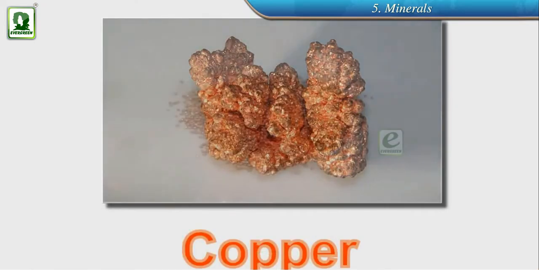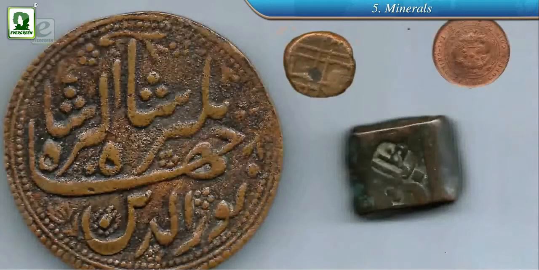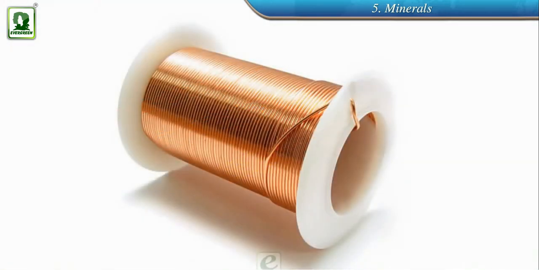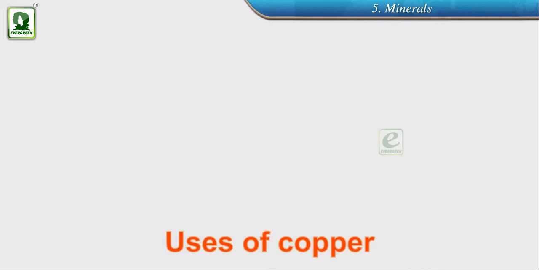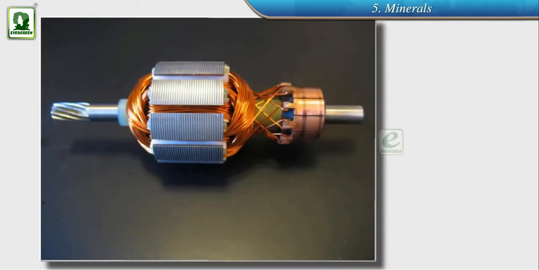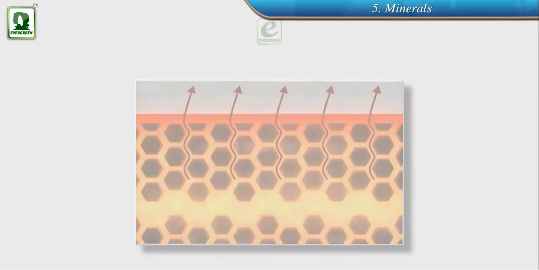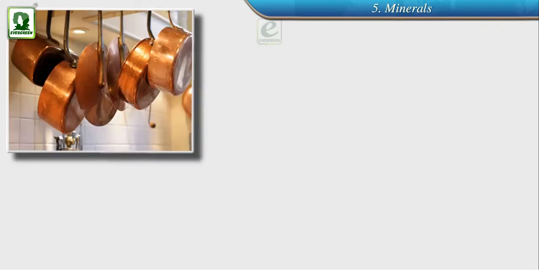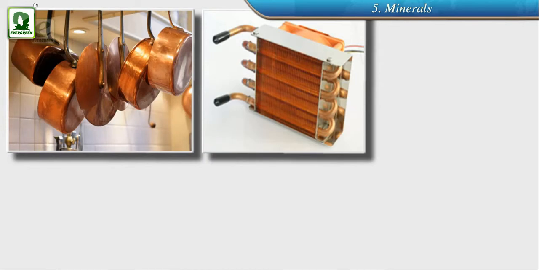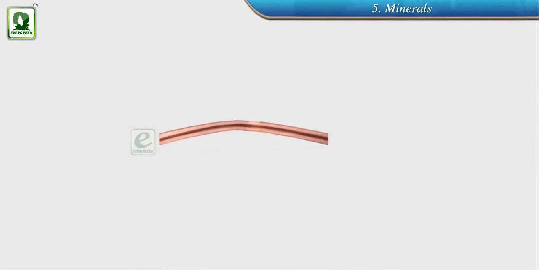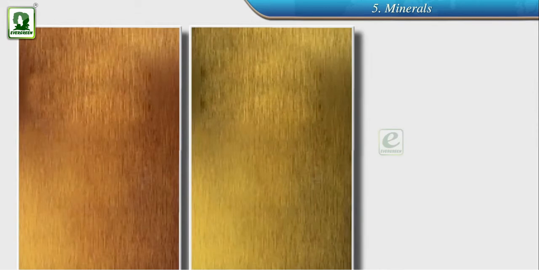Copper. Copper is a reddish-orange metal that has been widely used for more than 5,000 years. It is best known for its ability to conduct electricity. Uses of copper. It is used in electrical appliances. Copper is also a good conductor of heat, thus useful in making cooking utensils, radiators, and refrigerators. Copper is also malleable. It is also used to make alloys such as brass and bronze.